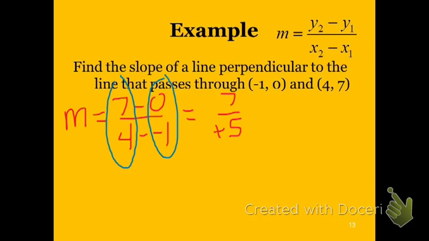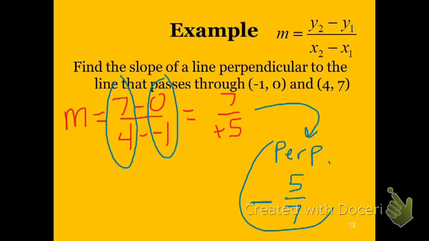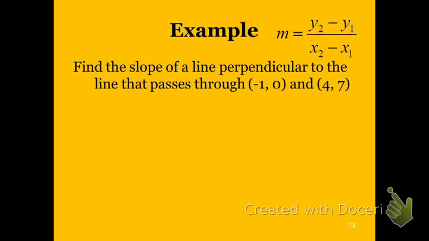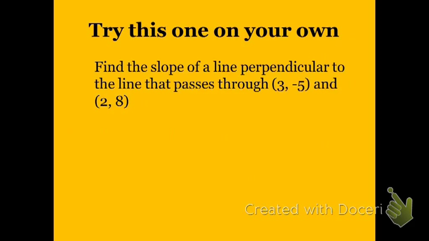So now, to find the slope of the line perpendicular to the original line, I first need to find the reciprocal of 7 over 5, which would be 5 over 7, and then also make it opposite, which means change the sign. So since 7 over 5 is positive, the slope of the line perpendicular to that is going to be -5 over 7. So that's our answer.